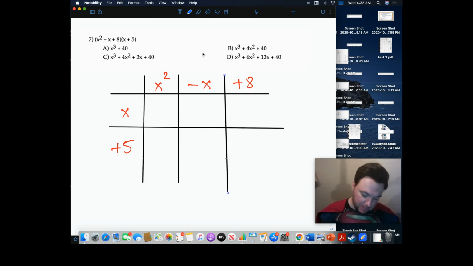So we're going to do x squared times x, which is x cubed. Negative x times x is negative x squared. 8 times x is 8x. X squared times 5 is 5x squared. 5 times negative x is negative 5x. 5 times 8 is 40.